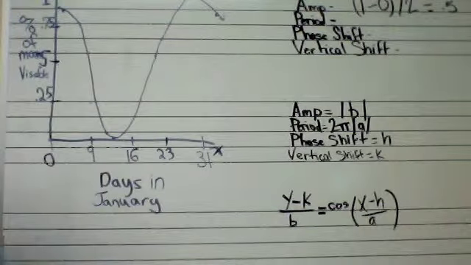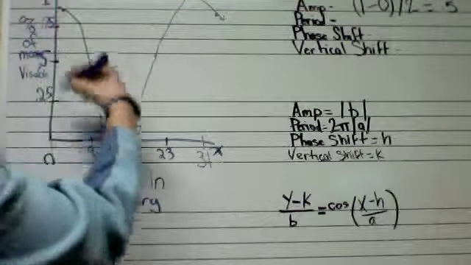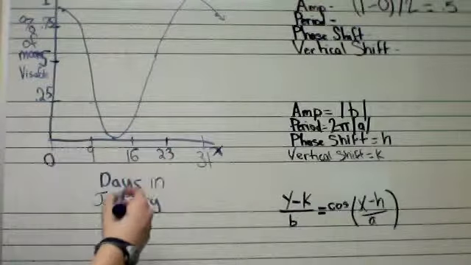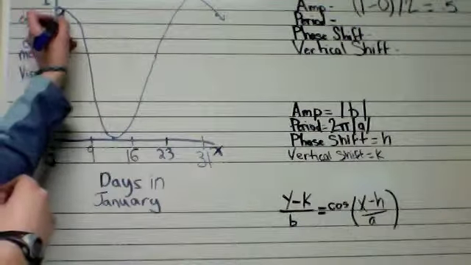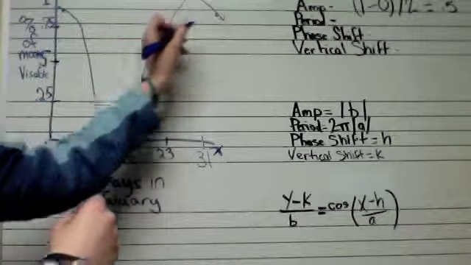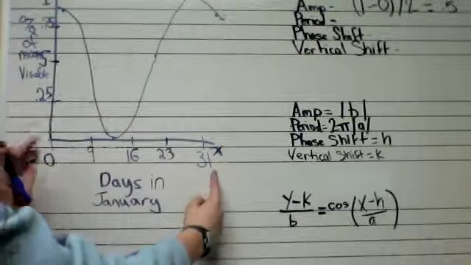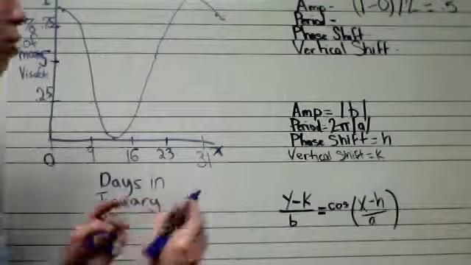The period is how long it takes for the graph to go through one cycle. And so if it starts here, it doesn't hit that point till right here again, and that takes 31. So our period is going to be 31.